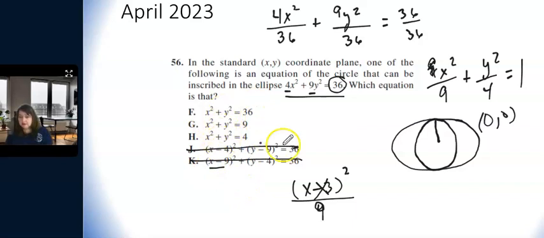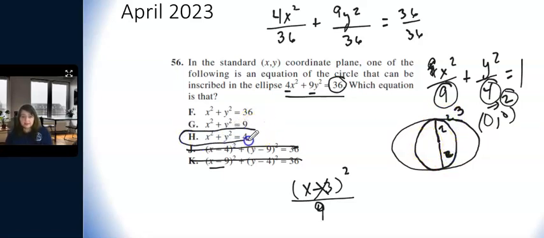Now, when I'm looking at these, I need to figure out the radius. If I look at the 9 and square root that, my radius is 3. If I square root this, my radius is 2. So I'm going to go for the shorter end, which means my radius is 2. That means this is going to be 4, because 2 squared is 4. So there's my answer right there.